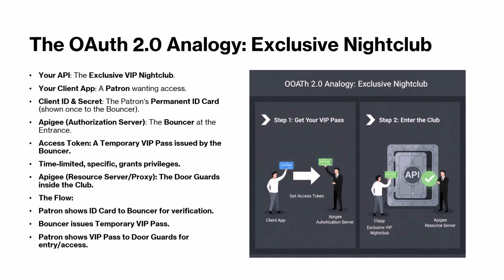All right. So again, in the first step, our objective is for the client app to have access to the API, which is just like an exclusive nightclub. It shows its credentials, secret, permanent ID card, which are client ID and secret, and gets the access token from the Apigee authorization server, who is the bouncer here. And with this access token, it shows it to the Apigee resource server, and it gets entry to the club.